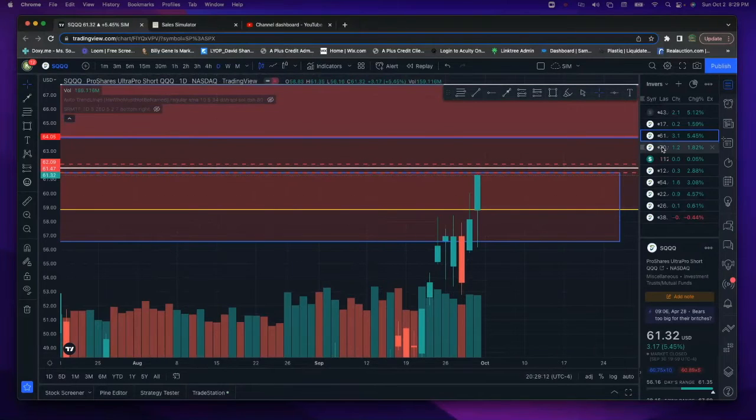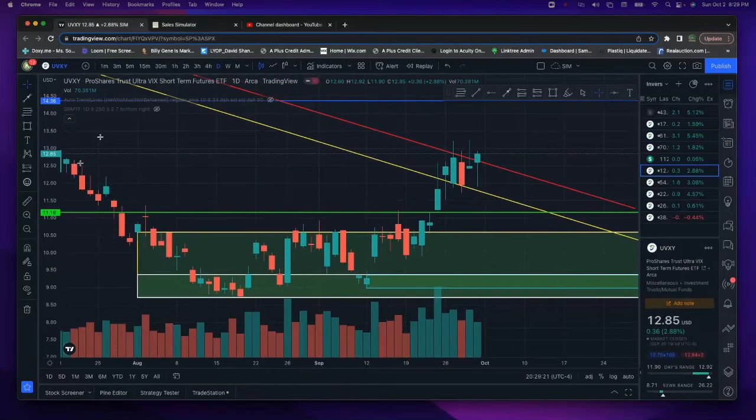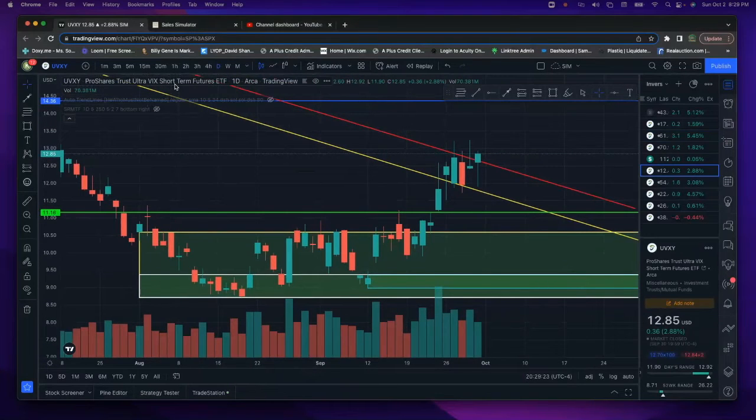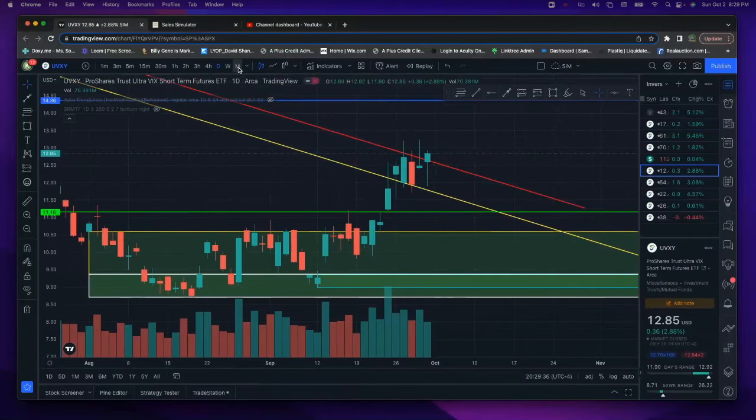All right. The next one somebody asked me about is UVXY, which is the ProShares product for the VIX. So again, you can't trade the actual VIX, but you can trade shares of UVXY. So this is what UVXY looks like. I actually like this one, and I'm going to tell you why I like it.